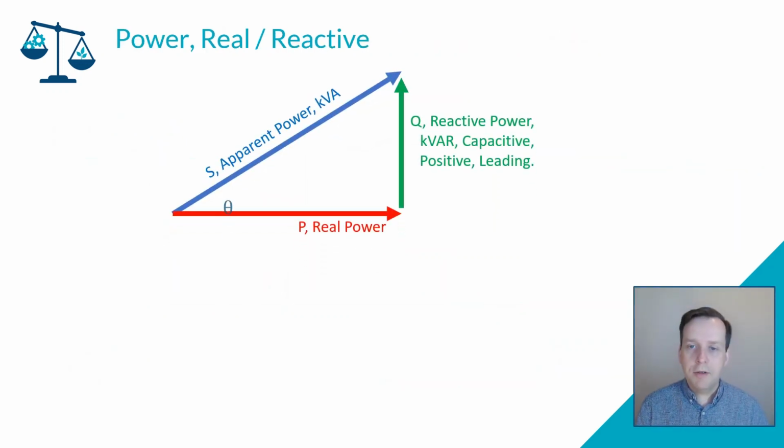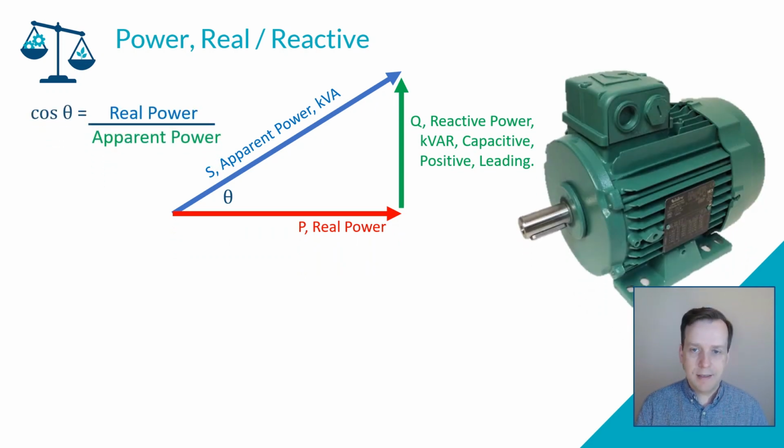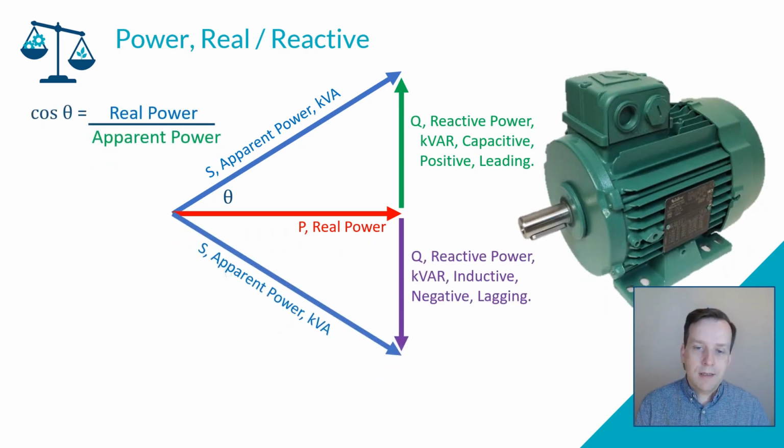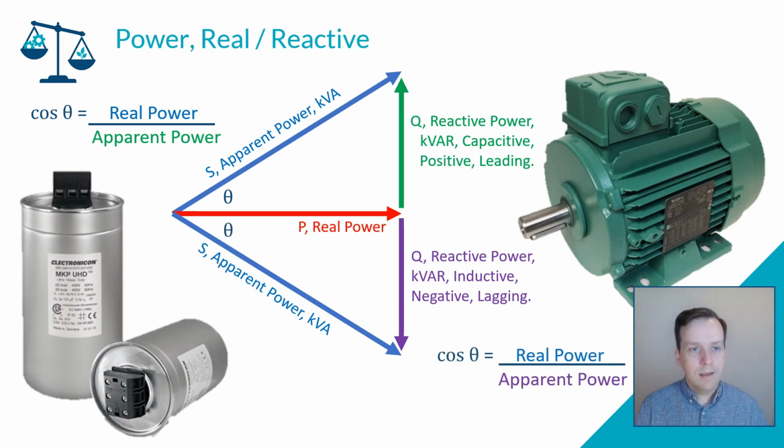Just a brief one on real and reactive power. People are charged based on real power, but your capacity is based on the apparent power. So we have what we call a power triangle here, and typically if you have a lot of electrical machines on your premises, you have significant reactive power, inductive, lagging, and this gives rise to cos theta, the power factor.